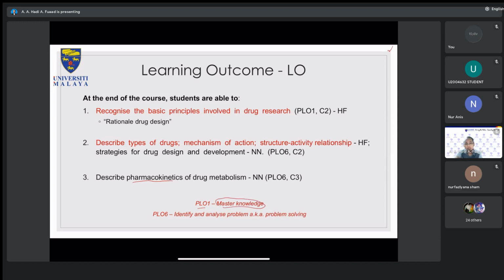The program outcomes for this course are PLO1, which is master knowledge. What does master knowledge mean? It is basically for you to memorize the content. So this one is more on memorizing because it's very straightforward. And PLO6 is more of a higher level of thinking, where you need to identify, analyze, and solve problems. Mostly it will be about you needing to identify, memorize, and solve a problem.